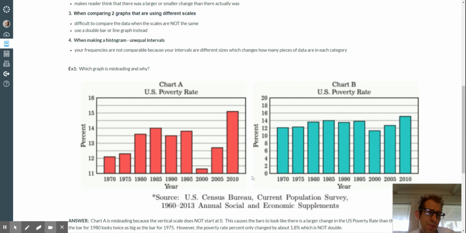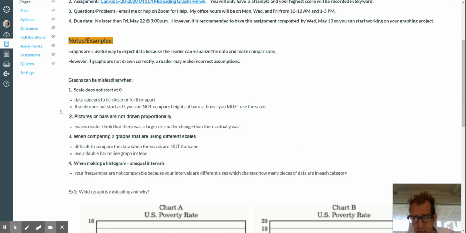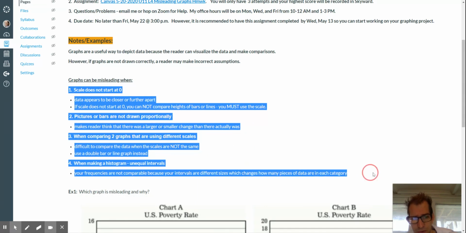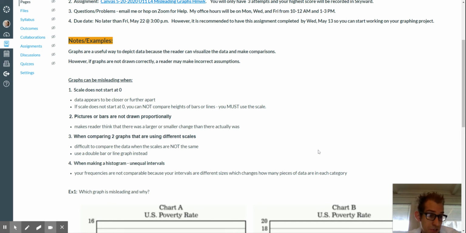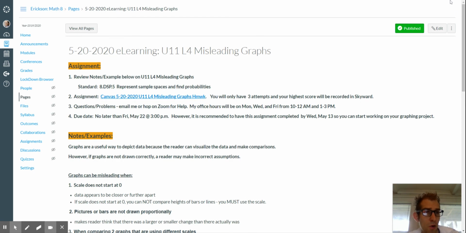All right, well, those are just some examples of graphs here that are misleading. And once again, those 4 main reasons are typically why graphs are misleading. There are some others out there as well, but those are the main ones that we're going to cover here with today's notes. So as always, if you have questions, email me or hop on Zoom for help.